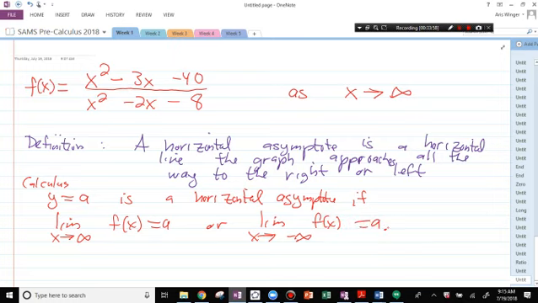Right? So if you move all the way to the left, all the way to the right, you're just flattening out. So again, it's the inverse of the vertical asymptote. So instead of getting vertical as you approach a number, you get horizontal as you approach infinity.